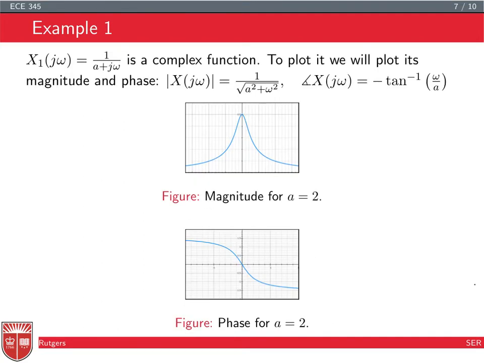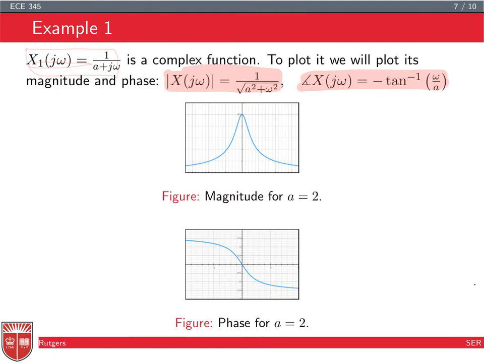Now, many times it helps to see the CTFT in a graph, or pictorially. So how can we see it, because it's a complex function? What we will do is plot two things: the magnitude of X of j omega and the phase of X of j omega.